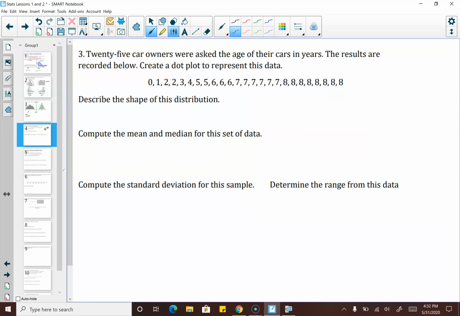So 25 car owners were asked the age of their car in years. The results are recorded below. Create a dot plot to represent your data. They put everything in order for us. So you could use your calculator here. You could not. It's up to you. I would kind of like you to use your calculator. But for our dot plot, we've got a 0, we've got a 1, 2, 3, 4, 5, 6, 7, and 8. So what I'd like you to do is pause the video here and create a dot plot based on that information.